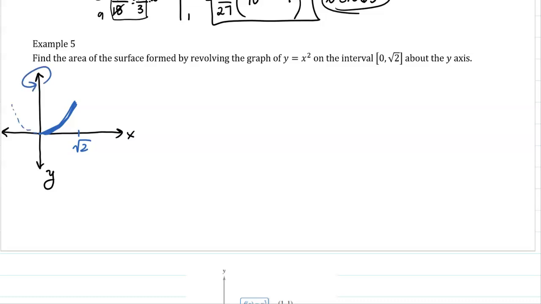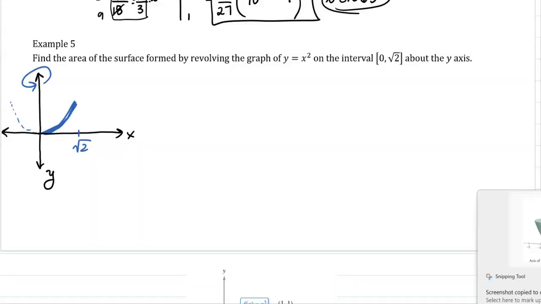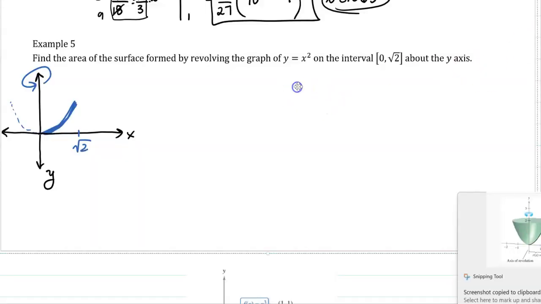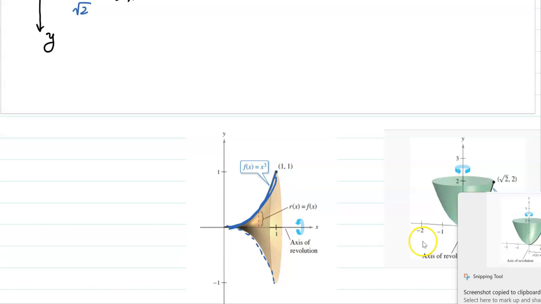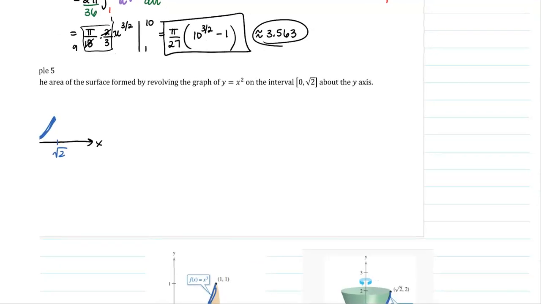So we're going to end up seeing a surface that looks kind of like a bowl, and I'll show you a picture of that surface. That surface looks like this. So this is a little piece of the curve that we drew, x squared between 0 and √2, and then we're revolving around the y-axis so we can see this bowl shape that we're seeing here.